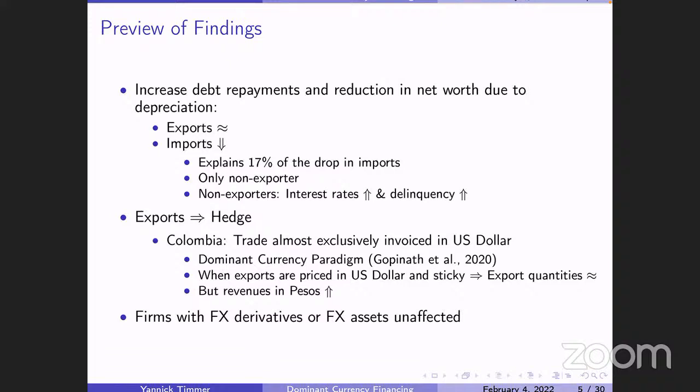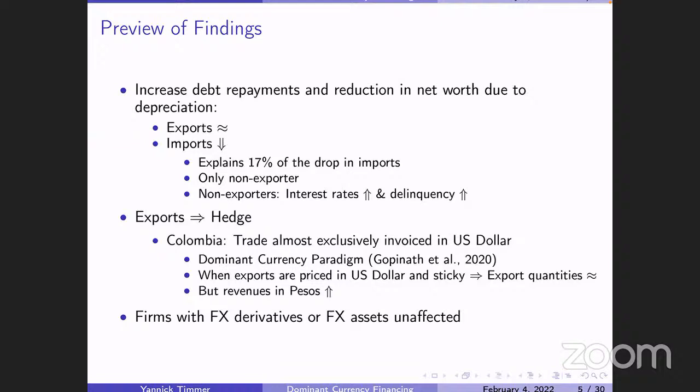This is, of course, only the case for firms that are exporting. Firms that are not exporting, as prices in Colombia itself are all in local currency, in pesos, these firms are still very strongly affected by this debt revaluation. But when you're exporting, this is not the case.